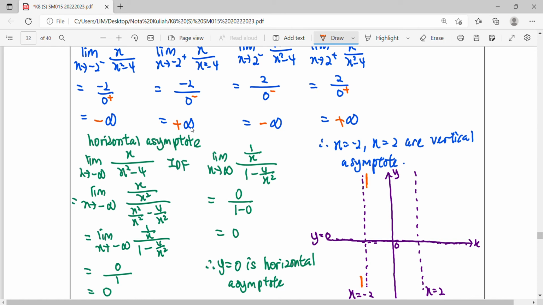Continue. When limit x approaches 2 from the left hand side, on the left hand side this side, your graph is approaching negative infinity, going down here. Then lastly, when x approaches 2 from the right hand side, your graph is approaching positive infinity. It is going up. So just mark it first, so that we can see the hints, the shadow of it. Okay.